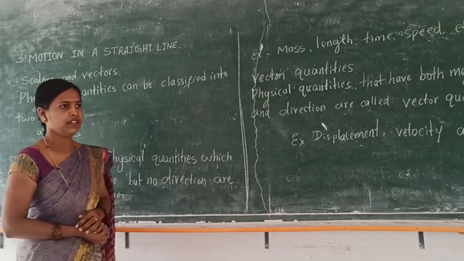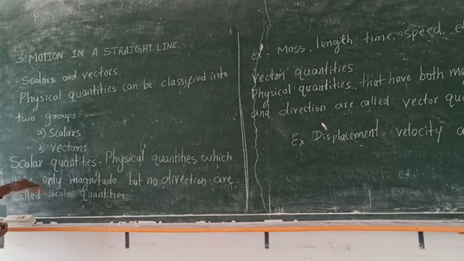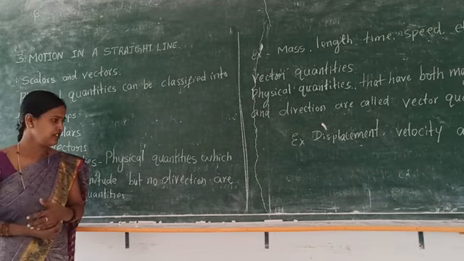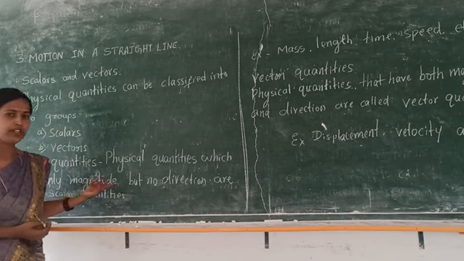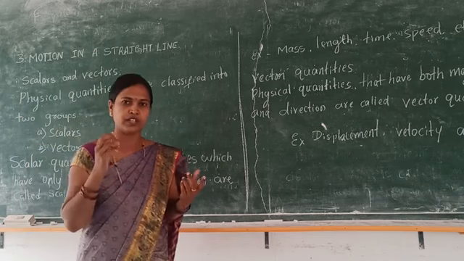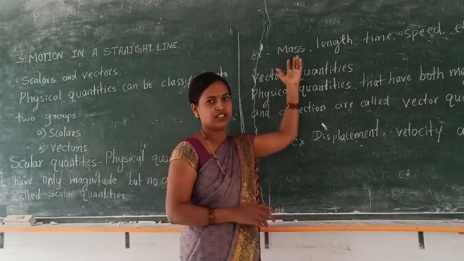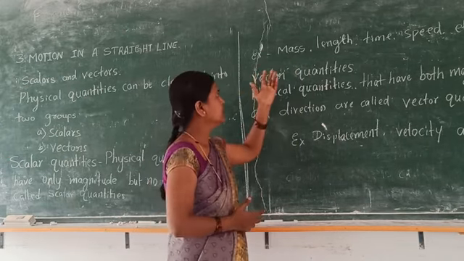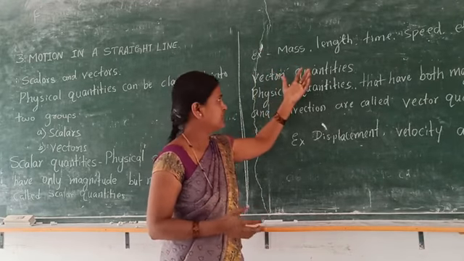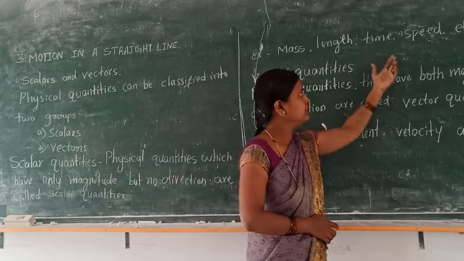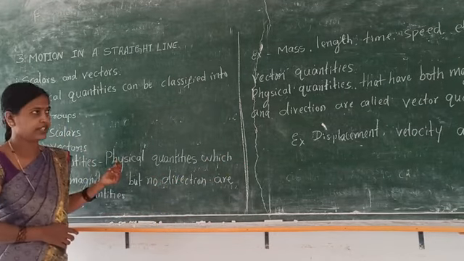So, first one, scalar quantities. Physical quantities which have only a magnitude but no direction are called scalar quantities. Magnitude means numbers, a pure number, so it doesn't have any direction. For example, mass: 2 kg, 3 kg. It has only a numerical value but doesn't have any direction. Length, time, speed, etc. are the best examples for scalar quantities.